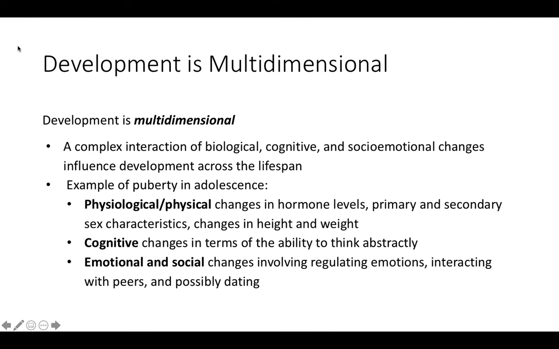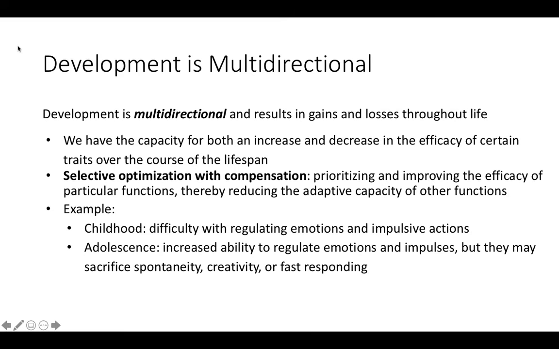As well, development is multidimensional. So we've already established the 3 domains that we will discuss throughout the class. We have the physiological changes. Your physical changes include your hormone levels, primary and secondary sex characteristics, changes in height and weight. And then you've got the cognitive changes, okay? So cognition, remember, equals thinking. So it changes in terms of the ability to think abstractly. And then you've got emotional and social changes, which are involved in regulating emotions, interacting with peers, and possibly dating, aka psychosocial development.